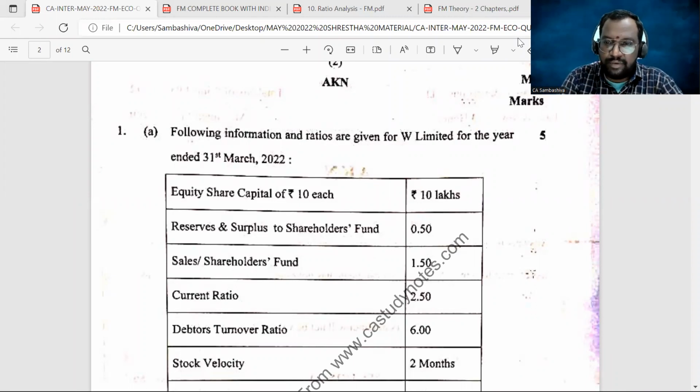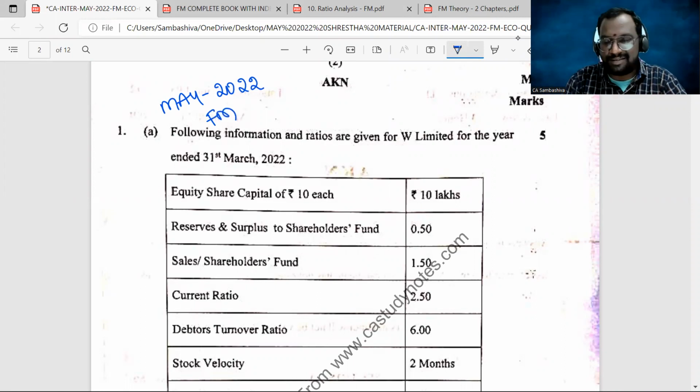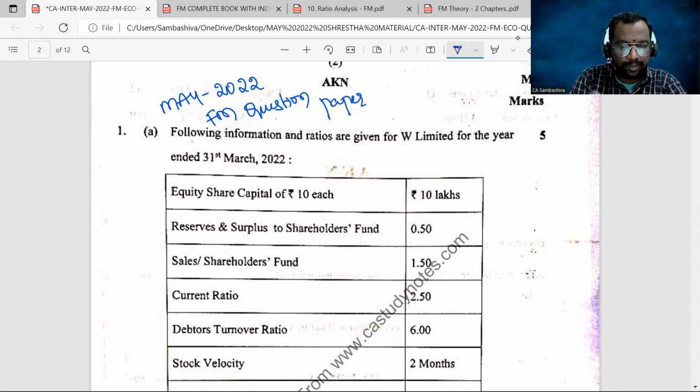In this session, we are going to discuss the May 2022 FM question paper analysis, financial management question paper analysis. This attempt, May 2022, financial management and economics for finance, that is your paper number 8 of CA Inter.